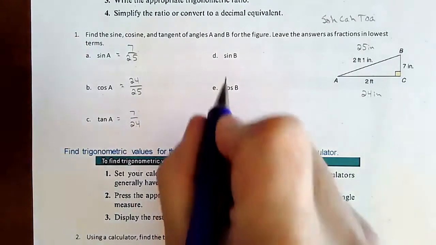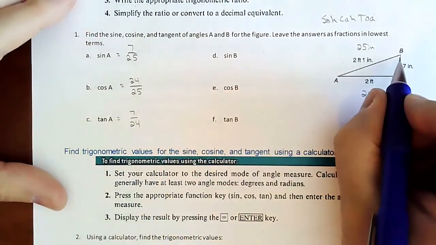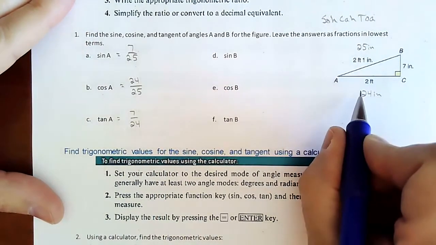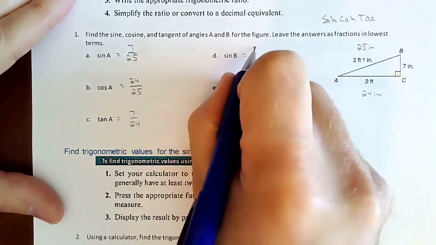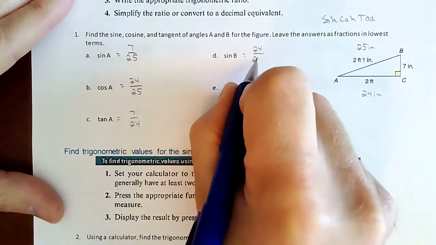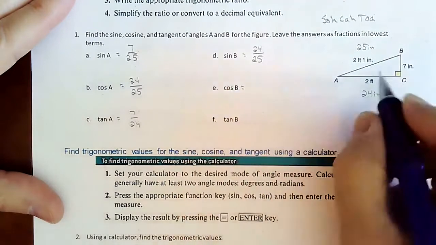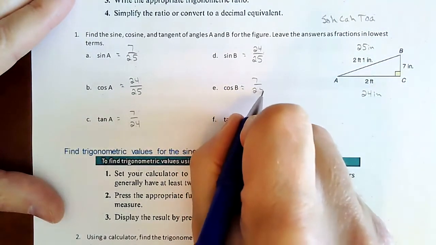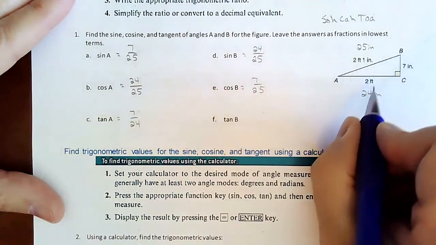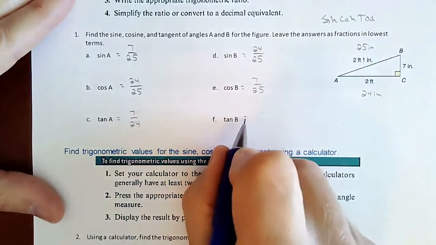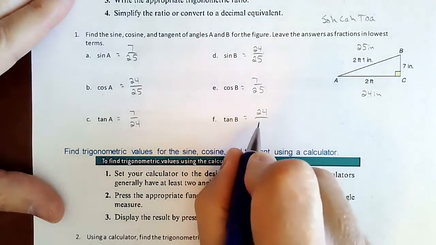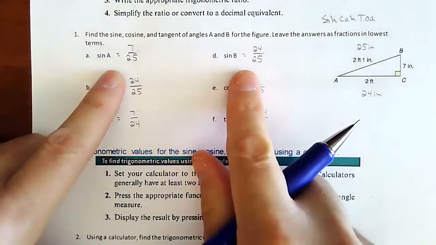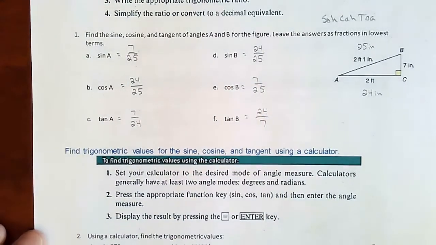All right. And then sine of B, now you're at a different angle. So now the opposite is here, but the hypotenuse is still the same. So sine of B is 24 over 25. Cosine of B is the adjacent over the hypotenuse. And tangent of B is opposite over adjacent, so 24 over 7. So notice that different angles have different fractions set up for them. Okay, so that's one big part.